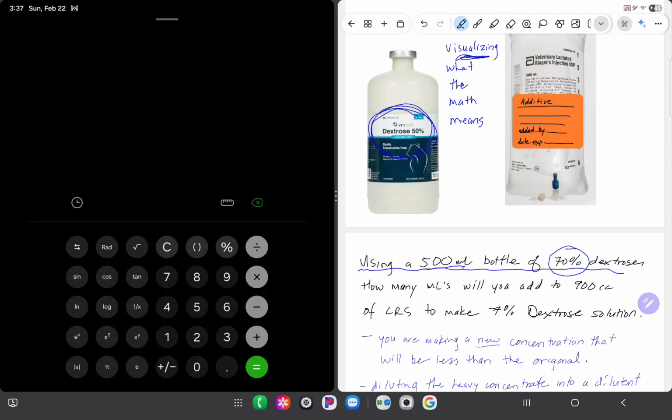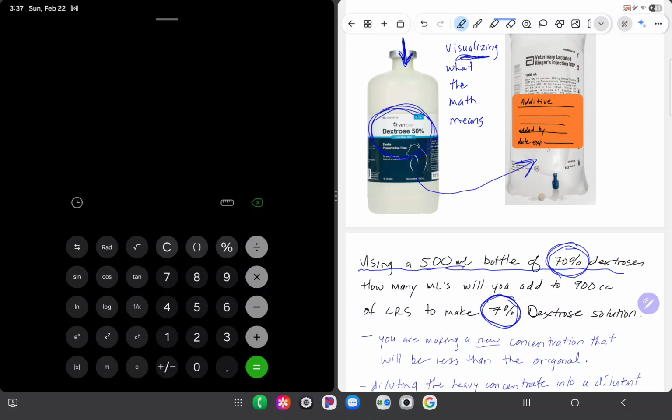So that's your trigger. If it says 70% dextrose, we know we have to take a small amount of that 70% dextrose out of this bottle, and we will add it into this fluid, your LRS, your lactated ringer solution, to make a dilution. So that's the first part you want to think about. Where is the big number? And then where is the smaller number? And by that, I mean, what is the other concentration? What's the other percent?